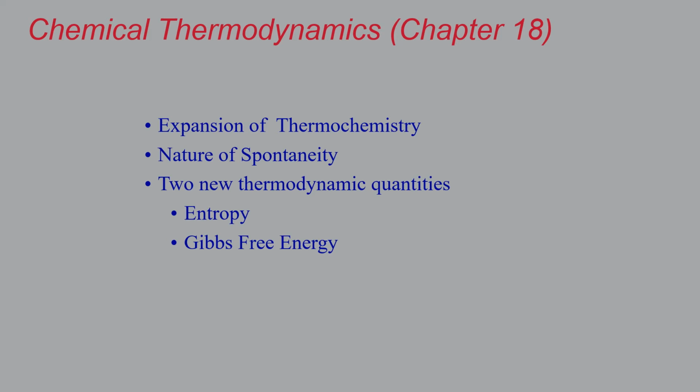All right, we are now at Chapter 18, Chemical Thermodynamics. This is an expansion of the thermochemistry that we talked about last spring, or whenever you took the first semester. We're going to talk about the nature of spontaneity and introduce two new thermodynamic quantities, namely entropy and Gibbs free energy.